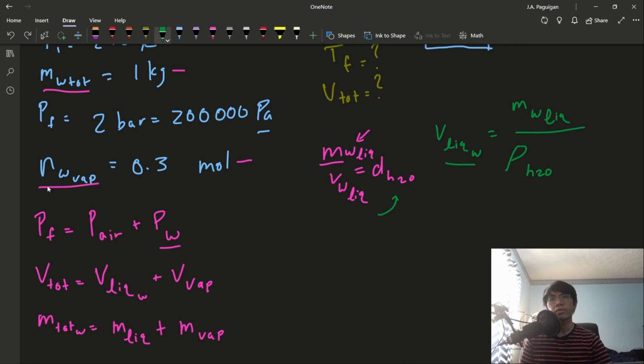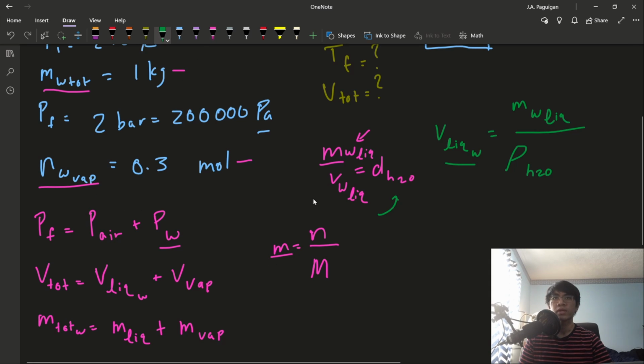Now, what else? We said we are going to look at the moles. How do moles come into play? Well, if you remember, for any given element on the periodic table, the mass is equal to the moles times the molar mass. And we do know the molar mass of water. That is a constant, so we can solve for the mass. And this is the mass of the water vapor.